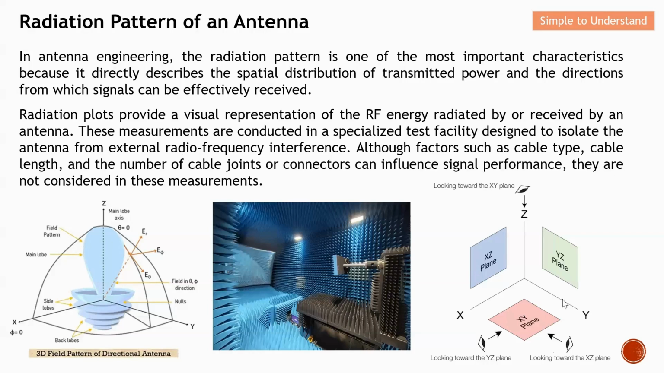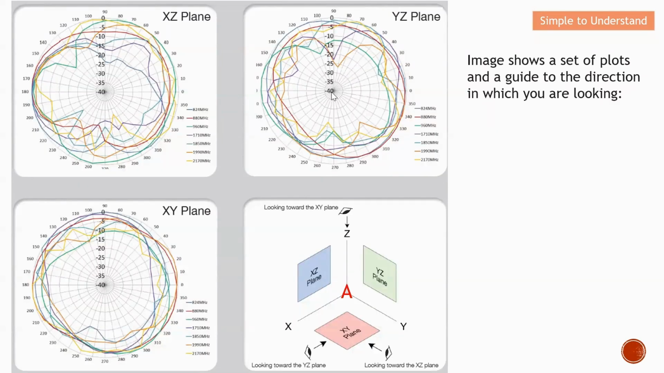In short, we can look at the antenna pattern in these three directions, which I'm going to explain further. The image over here shows a set of plots, and there is also a guide to the direction in which you are looking. Let's go into a little more detail on this XZ plane. When you look in this direction, this is the location of the antenna, and you look into the 2D radiation pattern of the antenna.